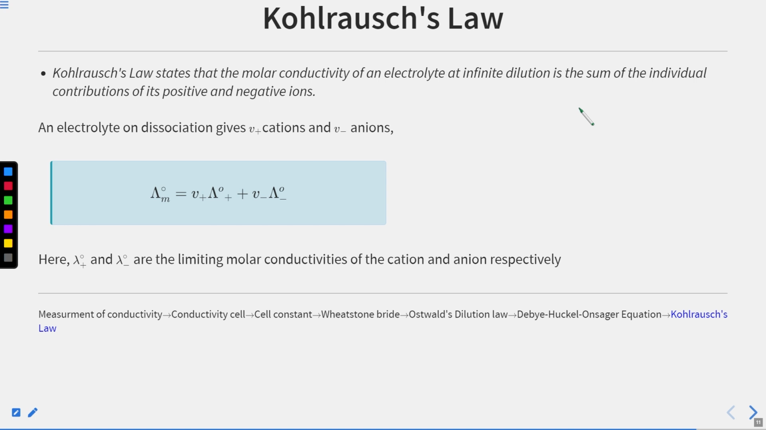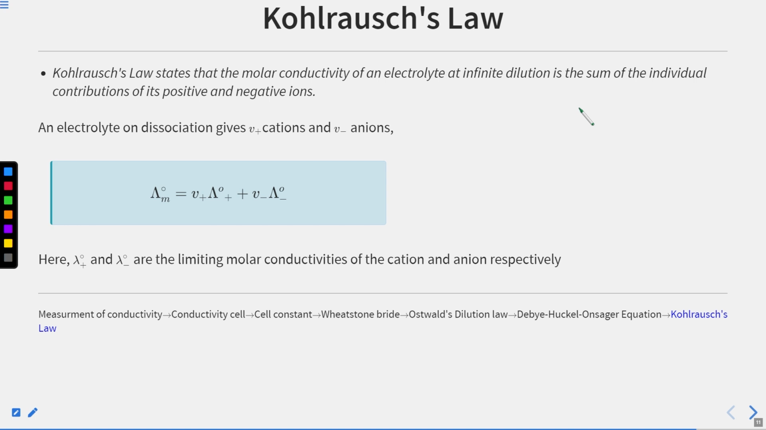It is a very simple and straightforward statement which says that the molar conductivity of an electrolyte at infinite dilution, and we are talking about infinite dilution, since Kohlrausch law is only applicable at infinite dilution, this should be kept in mind. So again, Kohlrausch law says the molar conductivity of an electrolyte at infinite dilution is the sum of the individual contributions of its positive and negative ions.